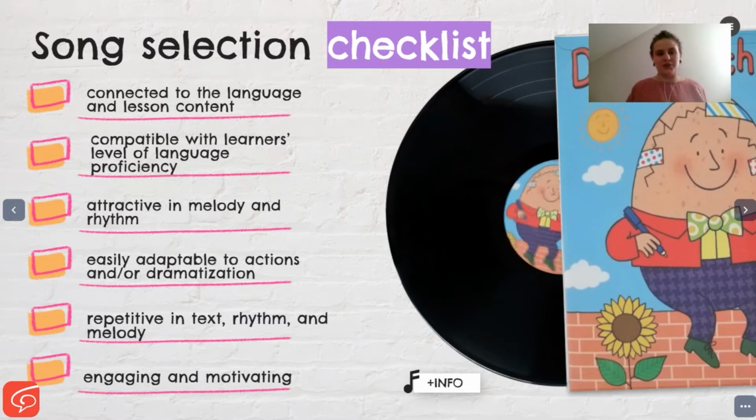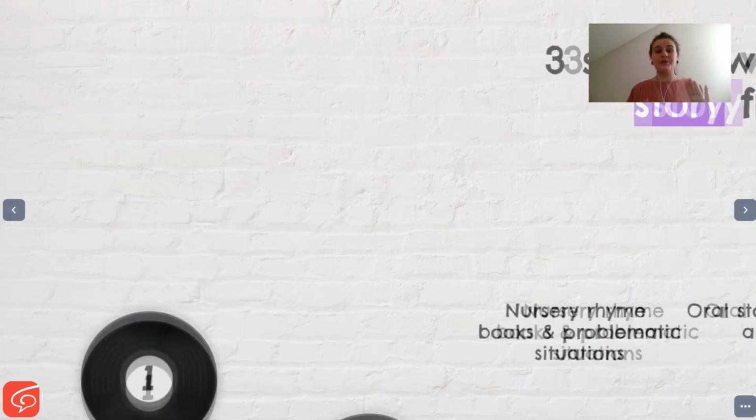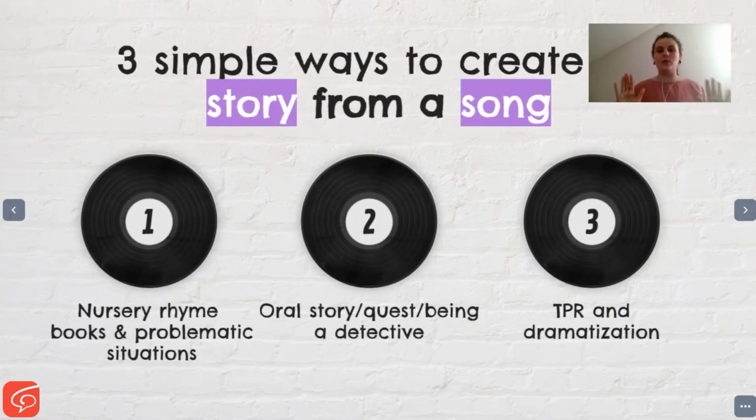Now that we've covered the checklist, we're going to continue to the 3 simple ways you can use to create a story from a song. The first one is combining a nursery rhyme book with problematic situations. The second one is an oral story or some kind of a quest where you are a detective or an explorer. Finally, we have a combination of TPR and dramatization. I'm going to show you practical examples of each method, and I hope you will enjoy.